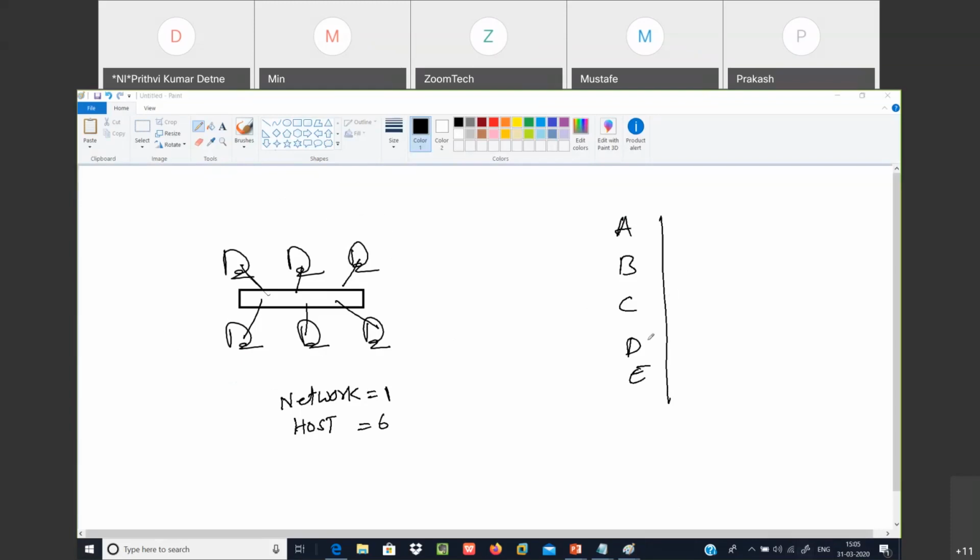Can you use a Class D IP address? No. Class D IP is reserved for multicast. Can you use a Class E IP address? No, because it is for R&D purposes, right? So we can make use only of Class A, Class B, and Class C. Again, my question: from Class A, B, C, which class IP is recommended? A or B or C?